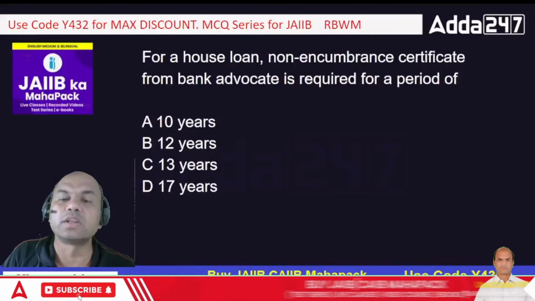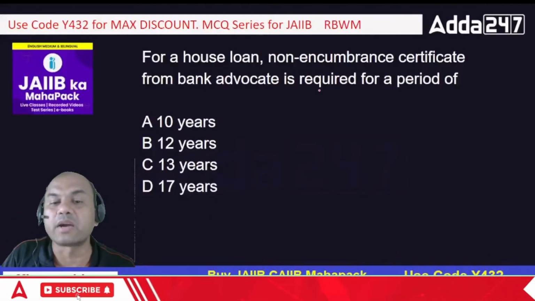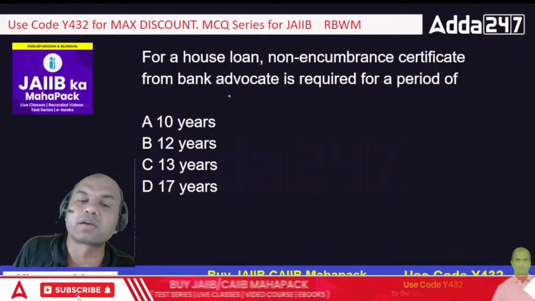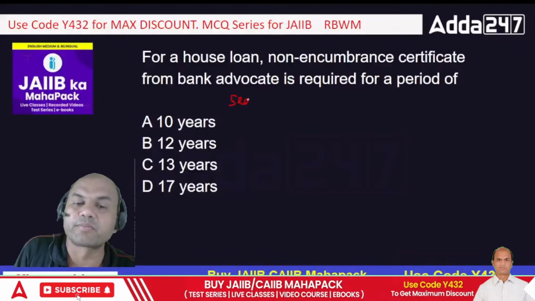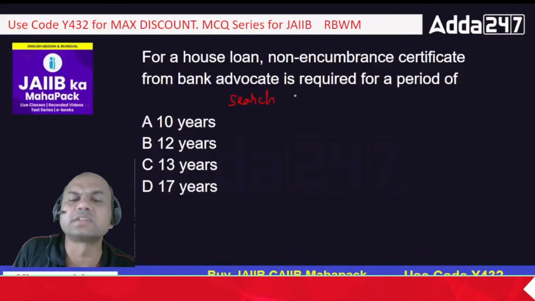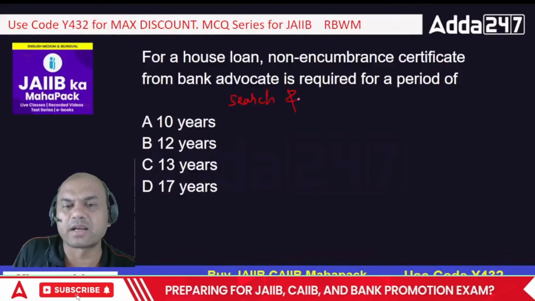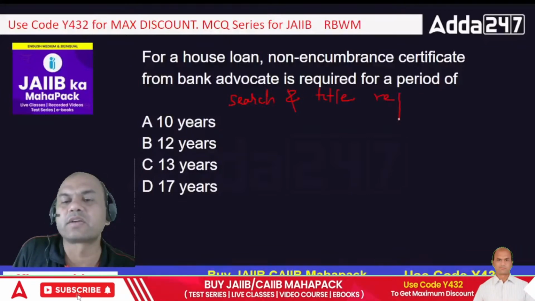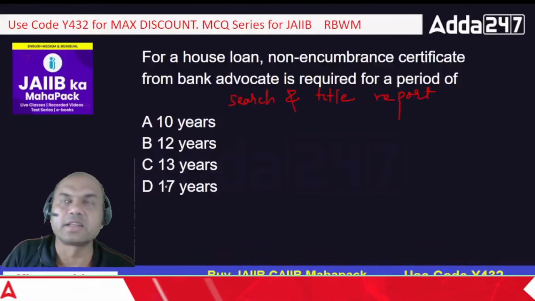For a housing loan, a non-encumbrance certificate from the bank advocate is required for how many years? We call it by another name, the search report. Search and title, they call it this name. Okay, title report. So this is required for how many years? 10 years, 12 years, 13 years, 17 years.